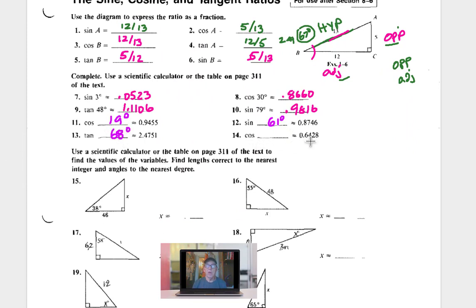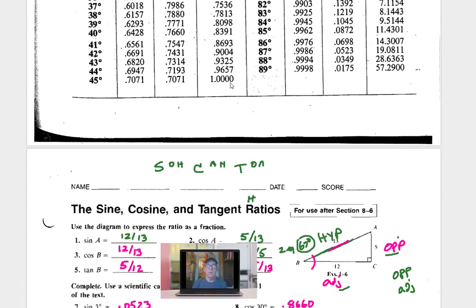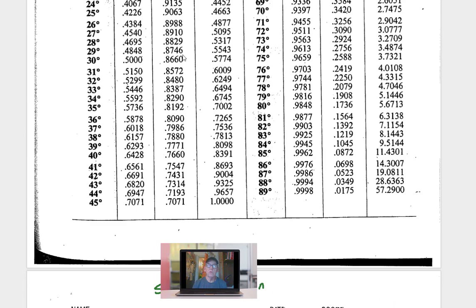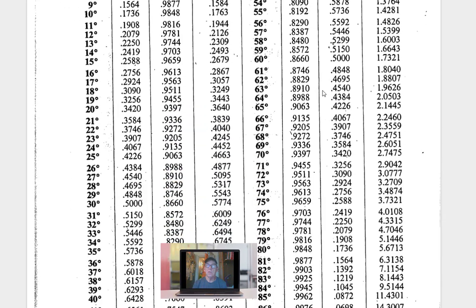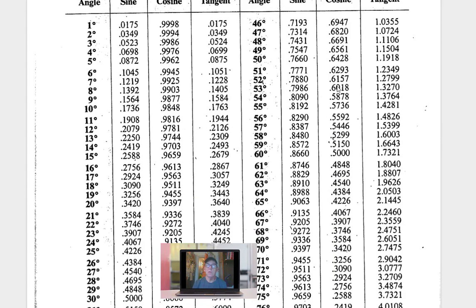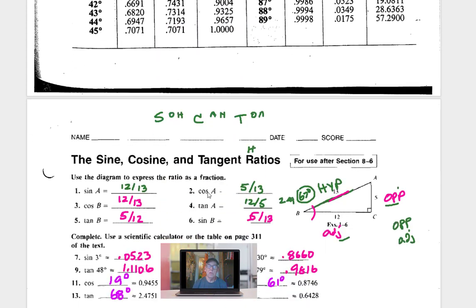And the cosine of some angle is 0.6428. So go to the cosine column, 0.6428. See where we get it at, 0.6428. Right here, 50 degrees.